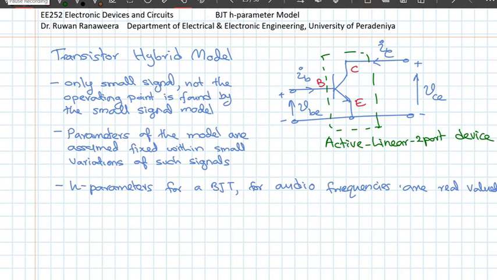So here are some notes. Only the small signal, but not the operating point, is found by the small signal model. The parameters of the small signal model are assumed fixed within small variations of such signals, and H parameters for a BJT at audio frequencies are real valued. With this setup, let's derive the H parameters in terms of the IC and IB characteristics.